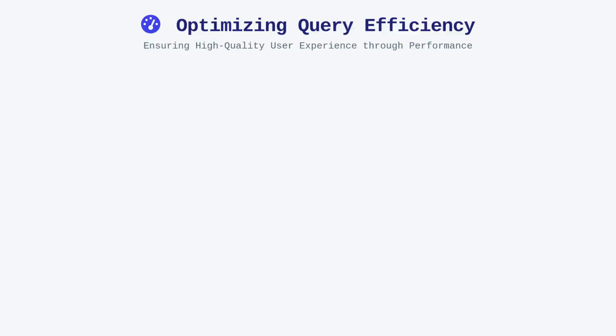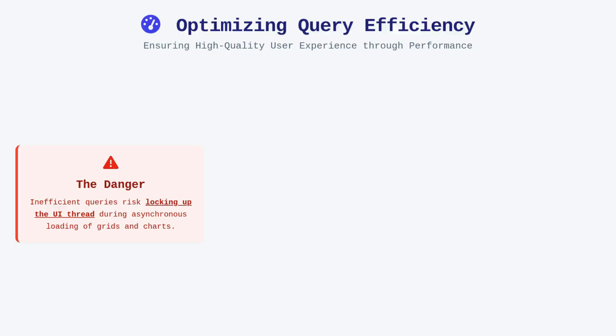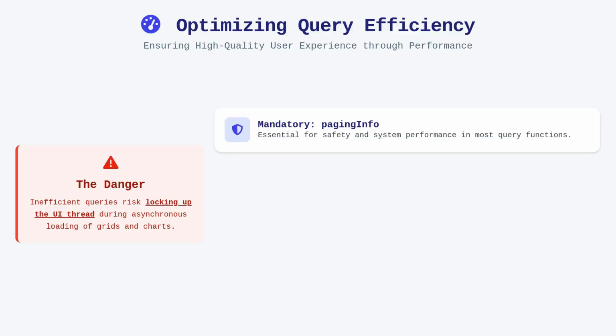Efficiency in these expressions is not a luxury, but a requirement for a high-quality user experience. When building dynamic components like grids or charts, you're often dealing with asynchronous data loading. If you construct an inefficient query, you risk locking up the UI thread while the system parses through unnecessary records. Always remember that the paging info is mandatory for most query functions to ensure safety and performance.